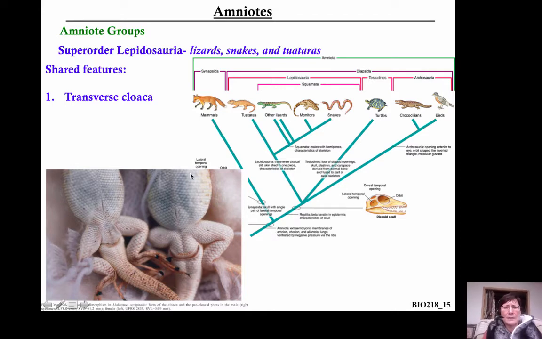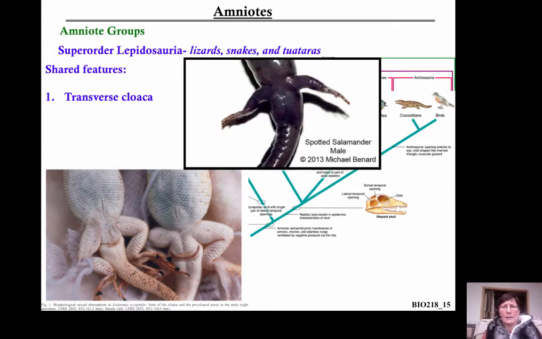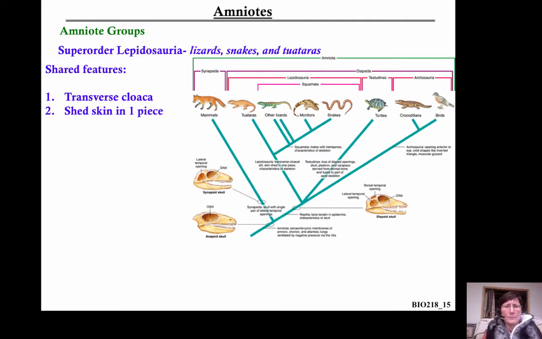Now, I realized over the weekend that if I didn't misspeak in lecture, I at least drew it funny. When I drew the salamander vent, I drew it as being transverse, but that's not correct. Here's a picture. They actually have a laterally oriented vent, as you can see here. And most frogs and toads don't really have much of a vent. It's more like just a hole in their undersides. So all lepidosaurs have a transverse cloaca.